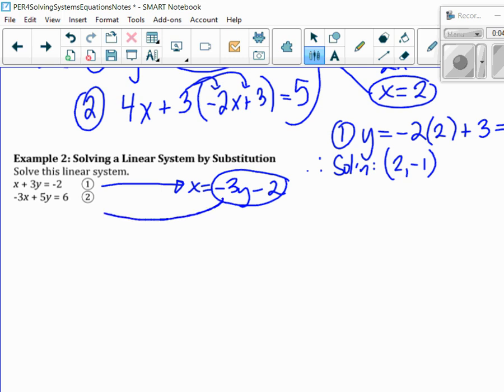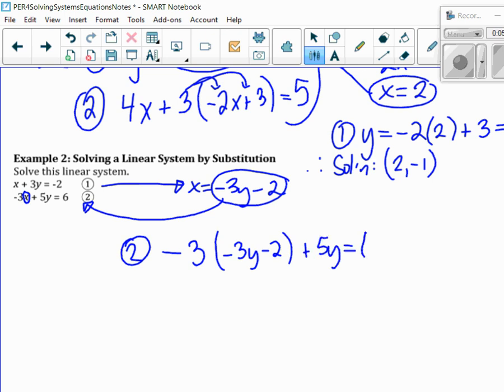Put it into the other equation, not for the y, for the x. Do you see? I'm substituting x for this. So instead of this x there, I'm going to put that expression. So now this is number 2. So negative 3 times negative 3y minus 2 plus 5y equals 6. So multiply this in. I get 9y plus 6 plus 5y equals 6.